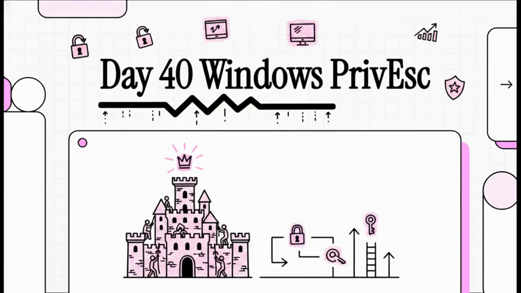Welcome back, everyone. Today, we're tackling an absolutely massive milestone in our journey. We're looking at day 40, and today's topic is nothing short of the holy grail of offensive security, Windows privilege escalation. I am beyond excited to guide you through this explainer because, quite frankly, mastering this phase is what separates the novices from the absolute professionals. We're going to break down exactly how you move from a restricted, basic foothold to owning the entire machine. Get ready, because the stakes are incredibly high today.